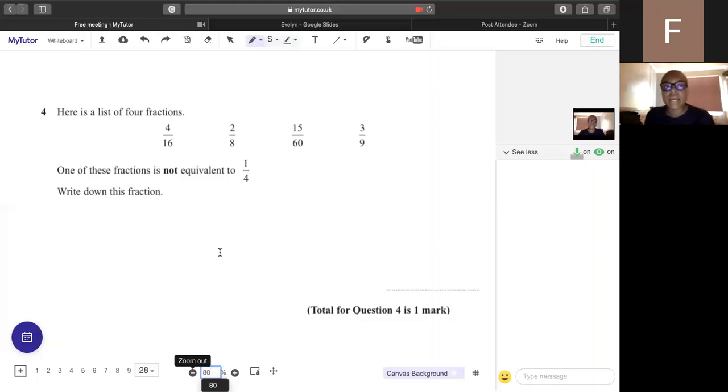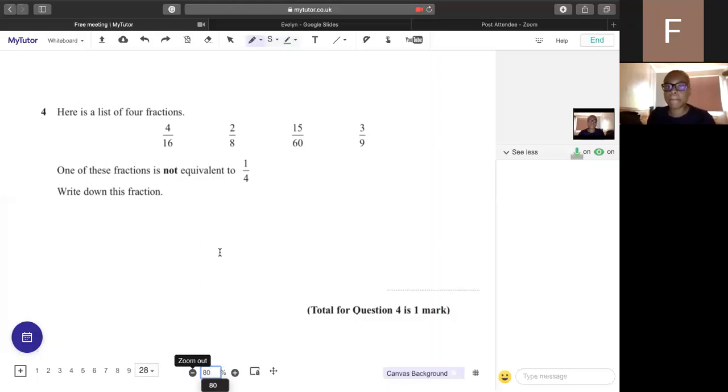So here we have a list of 4 fractions. One of these fractions is not equivalent to a quarter. Write this fraction down. There are 2 ways you could do this. You could either simplify each of the 4 fractions and see whether they give you a quarter back, or you could multiply your 1/4 and try to get the same denominator for each of the fractions and see whether the numerator is the same.